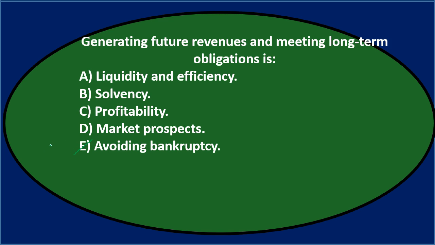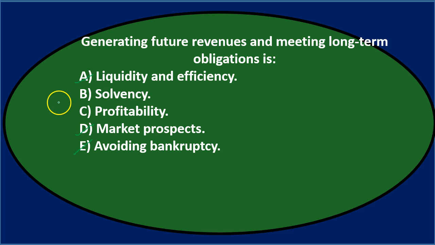So we can probably remove that one fairly safely and then consider which of our four categories of ratios is generating future revenues and meeting long-term obligations. So of those three, liquidity and efficiency is short-term, so it's not that one. The market prospects, that's typically going to be dealing with market information. Remember, that usually deals with outside information, outside of the company, usually the cost of the stock or the market price of the stock. So we're down to solvency and profitability.